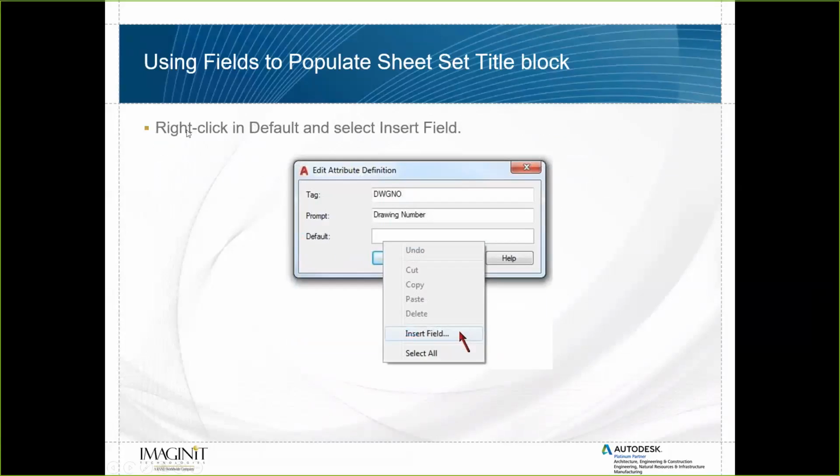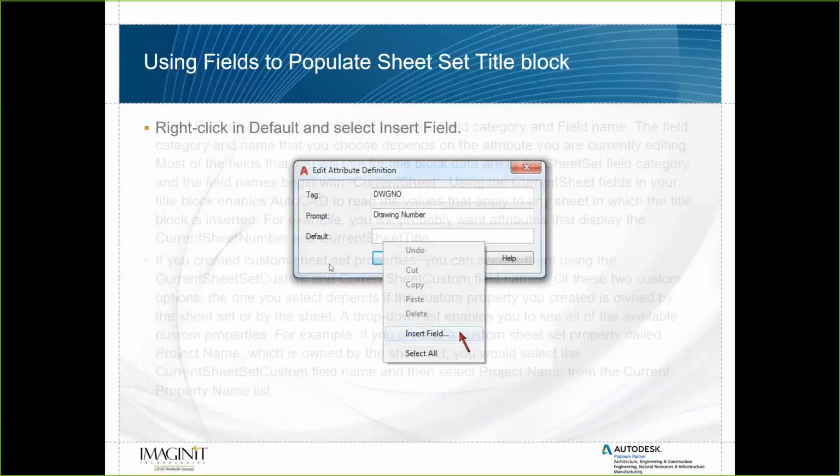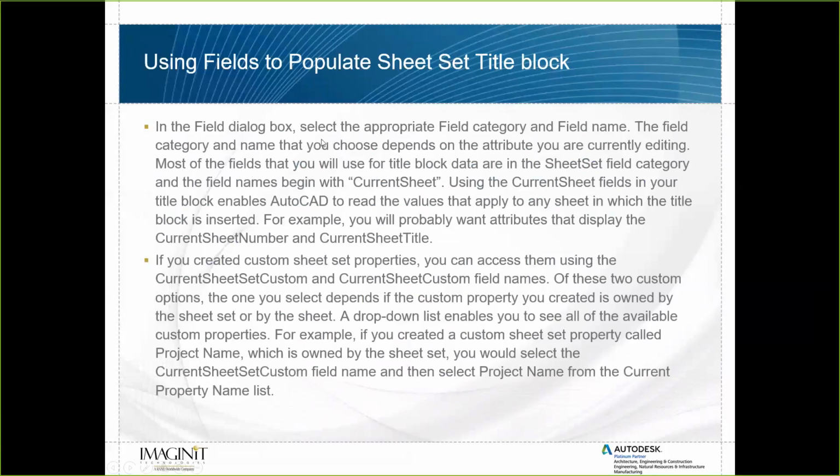So you right mouse click here where it says the default when you're creating or editing this attribute definition, and you insert a field. Okay, and then in the field dialog box, you select the appropriate category and field name. And again, I'll show you all of this so you can get a good idea of how this all works.